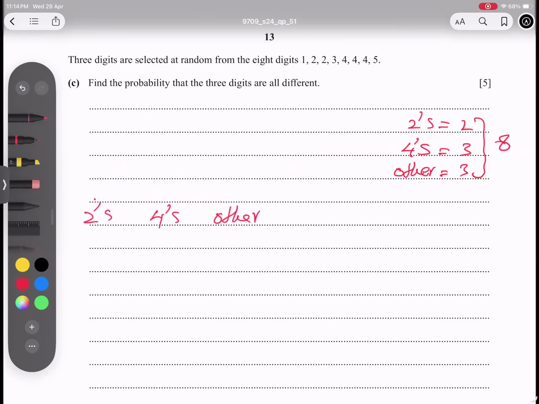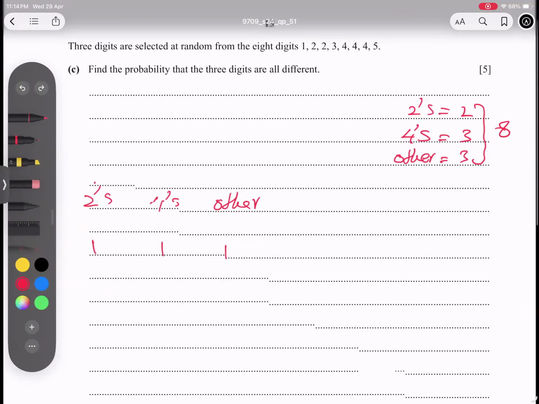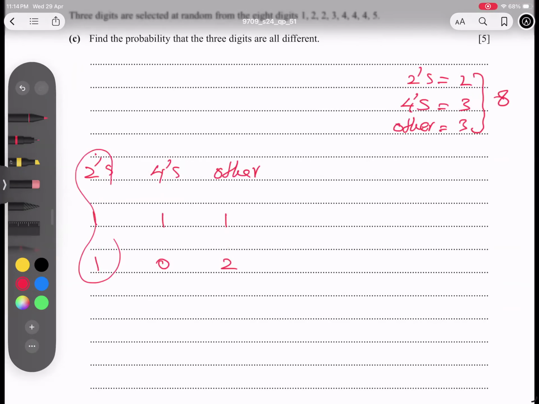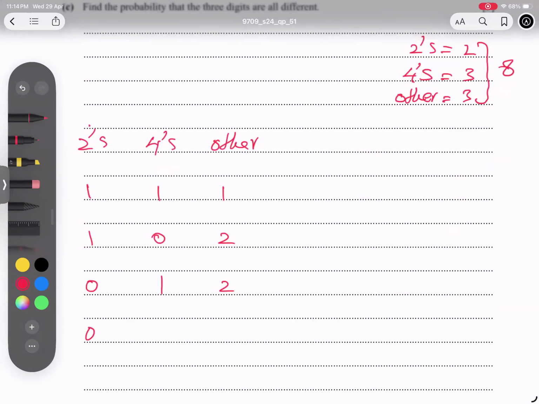So I think the idea is very clear. Let's make a plan. If I take 1 two, 1 four, and 1 from the others, you look at it, all different. And second option, if I take 1 two and no 4 and 2 from others, I cannot take 2 from here because they are two repeating otherwise. Or if no 2, 1 four and 2 from others. Or if both are not there, 3 from here. So we have 4 options in total, and let's see how we can do it.